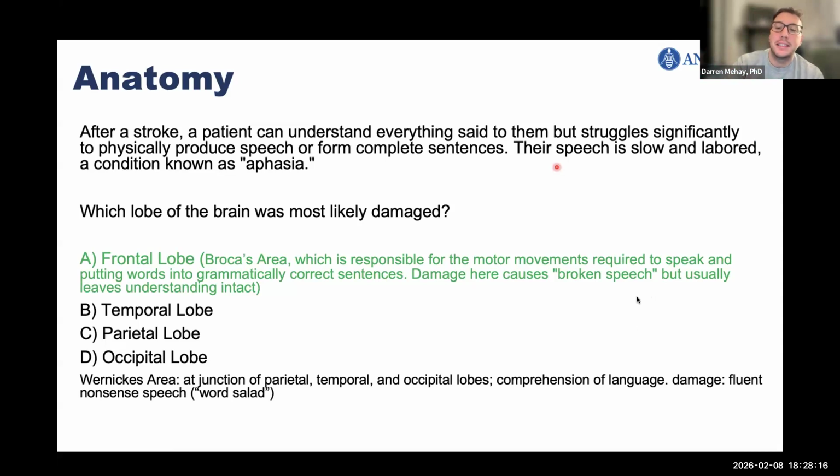Whereas if you looked at Wernicke's area, this is going to be a junction of all of the parietal, temporal, and occipital lobes. If you were to damage Wernicke's area, this would affect comprehension of language. You would still be able to speak fluently, it just wouldn't make any sense to us. So it'd be saying kind of random words in random order.